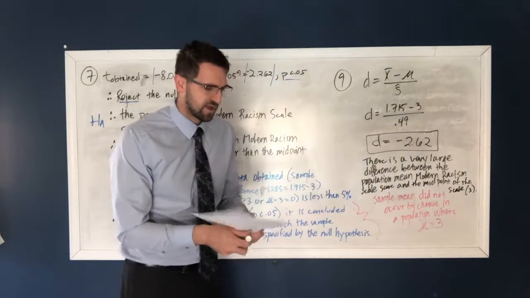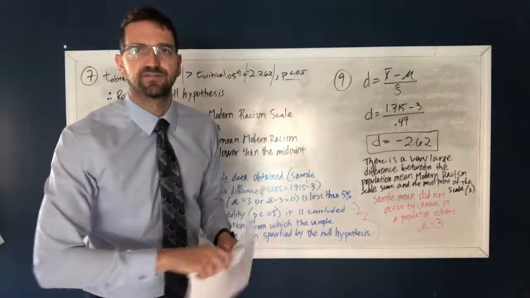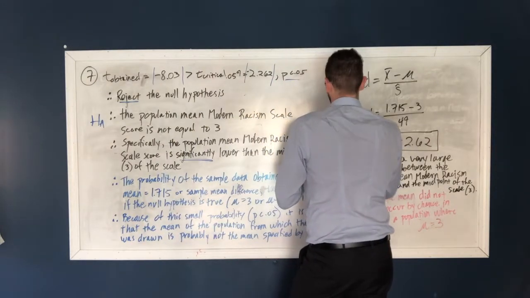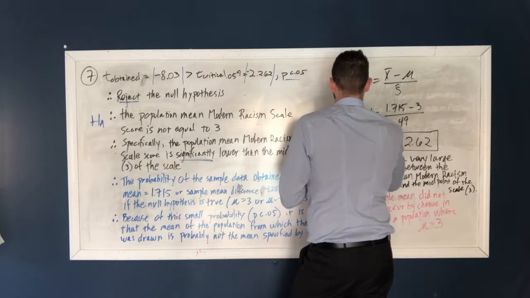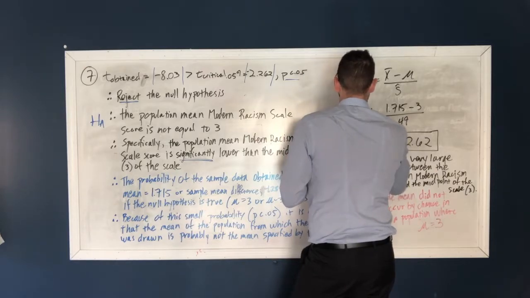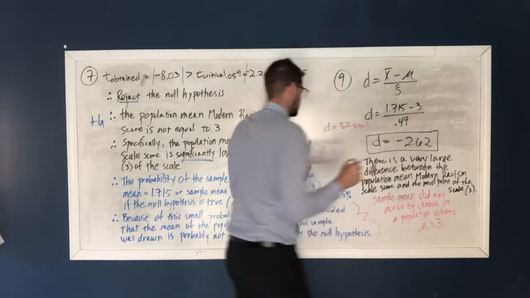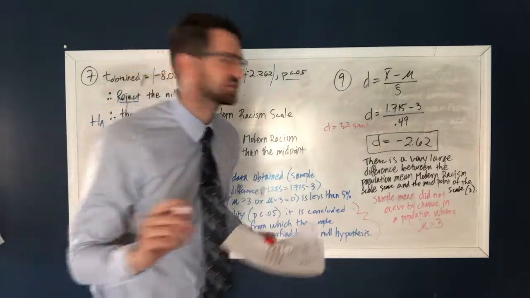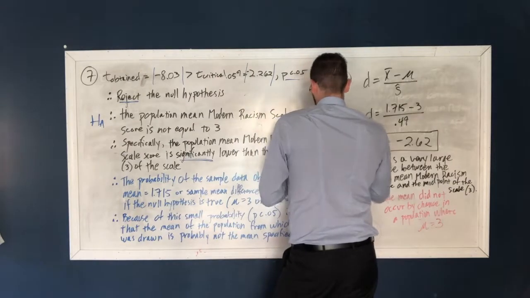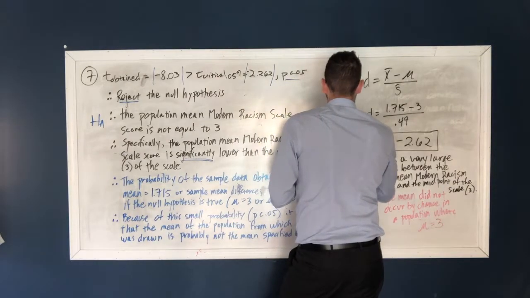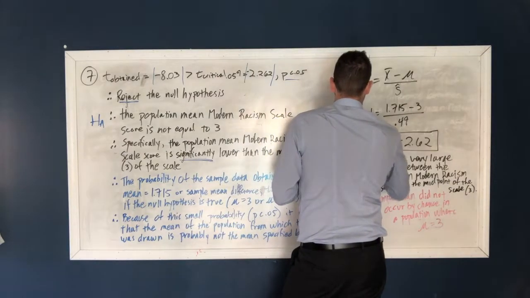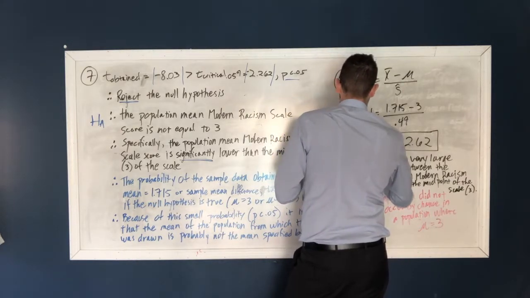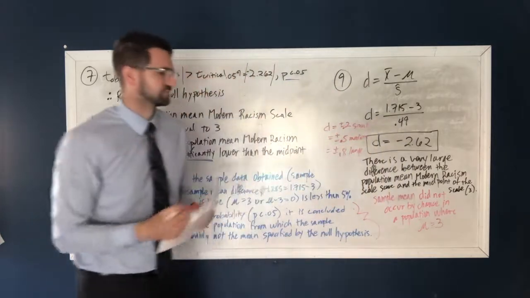Okay, so how do we think about D? D has some cutoffs we have to pay attention to. A D that's plus or minus 0.2 is going to be small. Plus or minus 0.5 is going to be medium. Plus or minus 0.8 is going to be large.